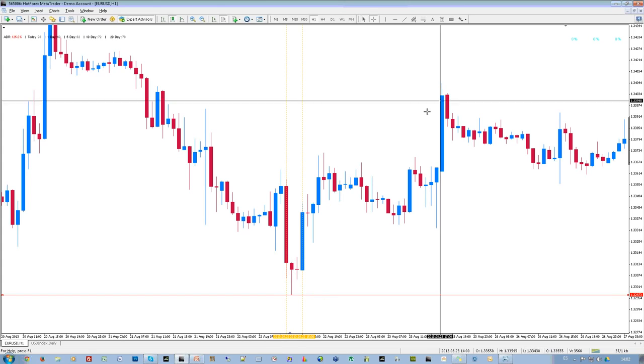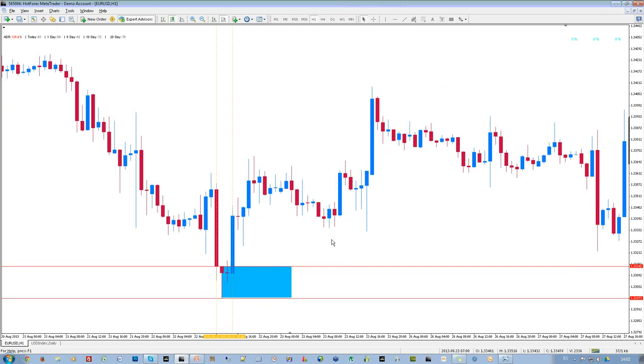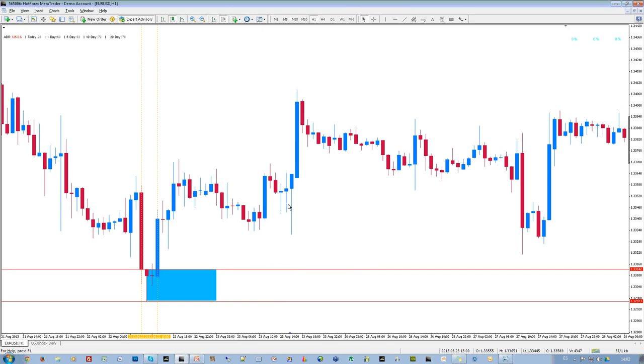We don't draw the levels like this. We have to cover the whole area. For a demand level, the lowest low. For a supply level, the highest high, like here. Okay? And now we detect that these two candles are part of the base according to the rules. So we draw the level like this, the highest open or close of all the basing candles. So this is the area.